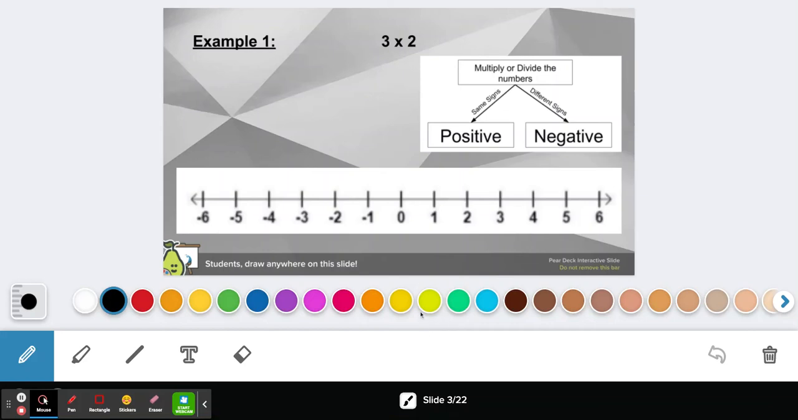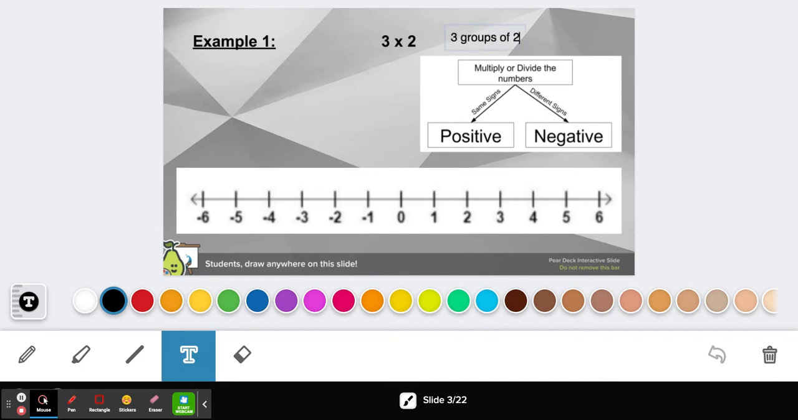All right, so today we're going to be multiplying integers with models. Here they show us 3 times 2. In elementary, when you were learning how to multiply, they said 3 groups of 2. So if they want 3 groups of 2 in each, okay, that's what that means. Actually, let's write that right here. So 3 groups of 2 in each, okay?